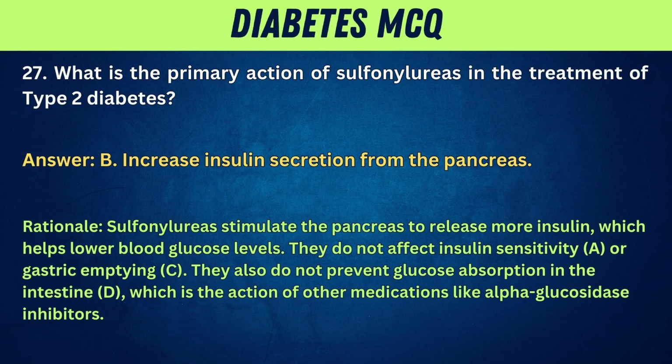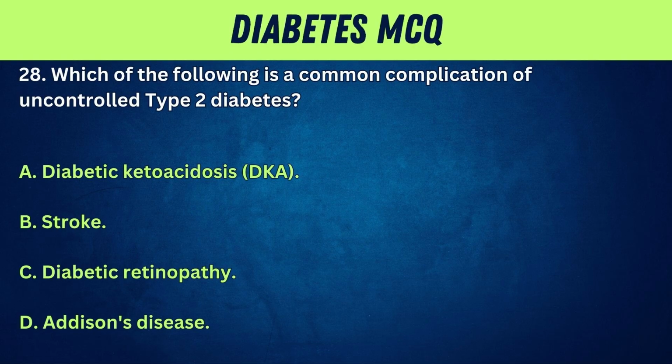Rationale: sulfonylureas stimulate the pancreas to release more insulin, which helps lower blood glucose levels. They do not affect insulin sensitivity, A, or gastric emptying, C. They also do not prevent glucose absorption in the intestine, D, which is the action of other medications like alpha-glucosidase inhibitors.